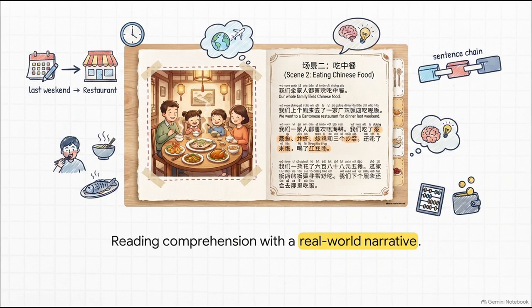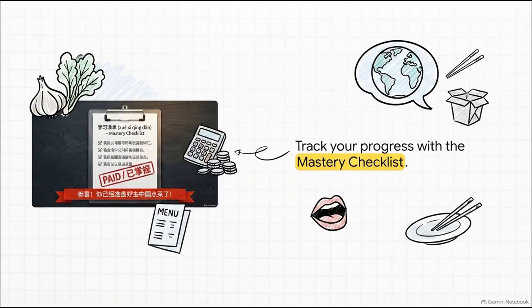You aren't just reading isolated words anymore. Look at the second sentence. 我们上个周末去了一家广东饭店吃晚饭. We went to a Cantonese restaurant for dinner last weekend. It combines our places vocabulary, our action verbs, and our grammar structures into a real, fluid, narrative sentence. If you can read that paragraph, you get to check off this mastery checklist. The source says to make sure you acknowledge your progress.